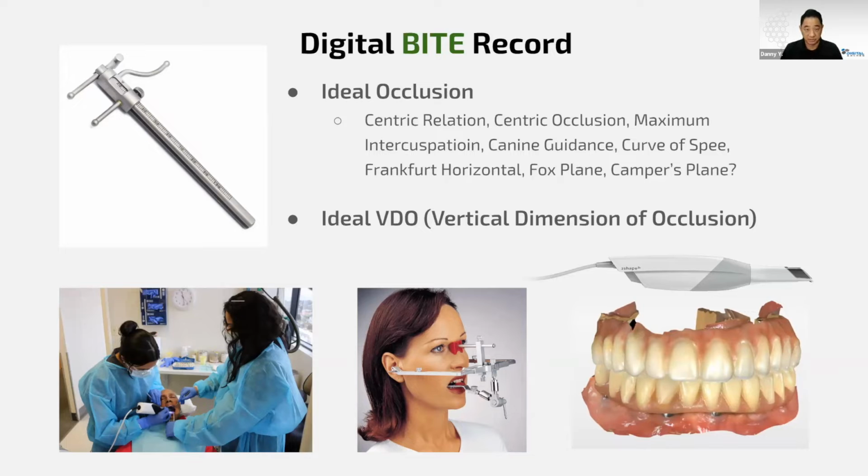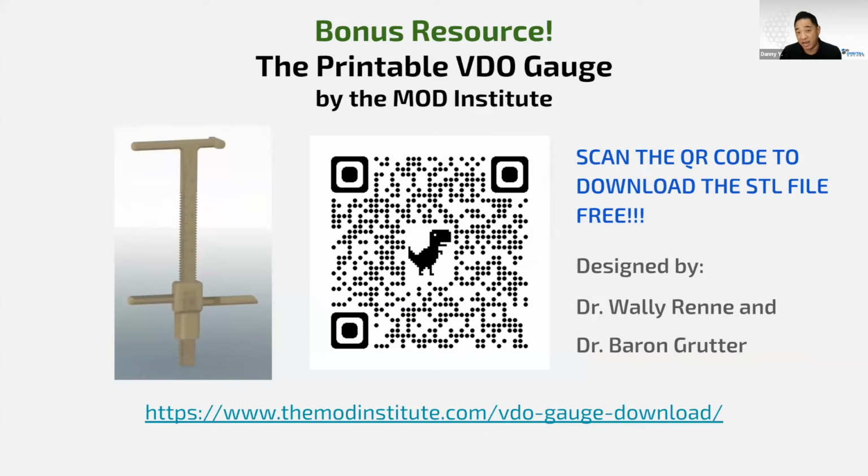when you actually give them that replacement prosthesis. Now, I do want to highlight a bonus resource for you. If you scan this code, you'll go to a website at the Mod Institute where you'll be able to actually download a printable VDO gauge for free.